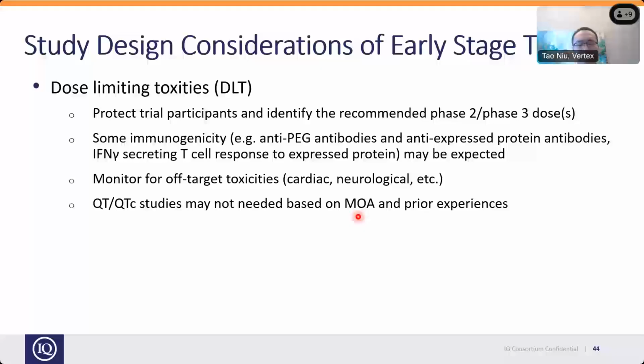Like I said, the mRNA is pretty large, and the molecular weight can be more than 1 million Dalton. So it has a pretty low likelihood to work on the cardiac channel. But if you are using a novel lipid within the LNP, then there is a chance that the novel lipid as a small molecule may work on the cardiac channel. So therefore, QT and QTc studies may be needed.